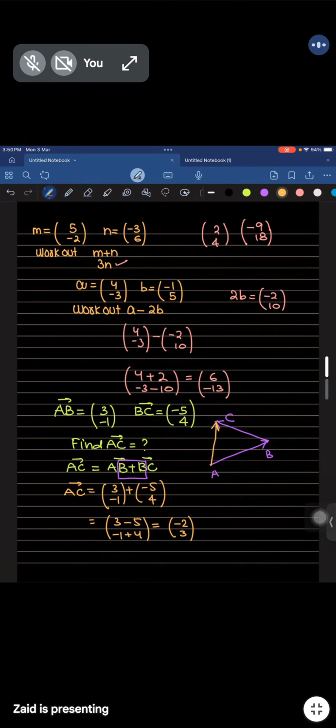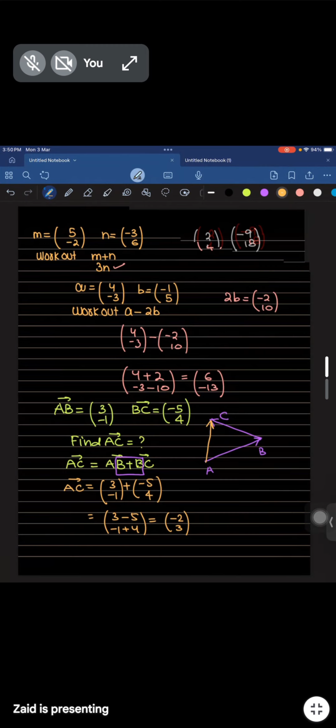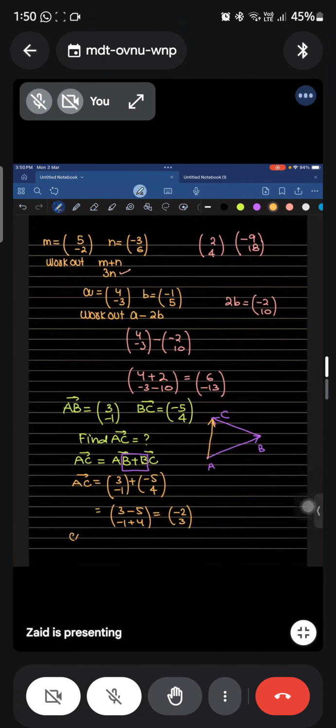100% clear? Great. Now they're asking me to find CA. This is even easier. You just have to flip the signs. That's it. Flip the signs. 2 and minus 3. That's it. And for this, you're getting 1 mark. Is it clear or not? Clear, sir. Good.